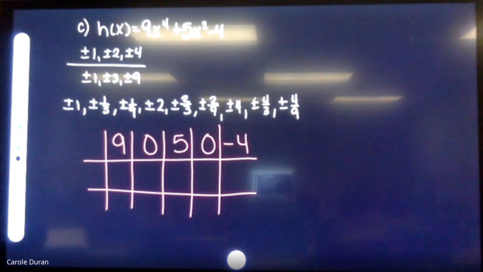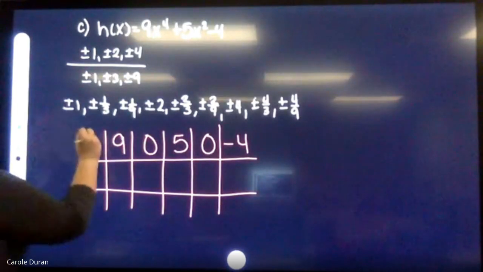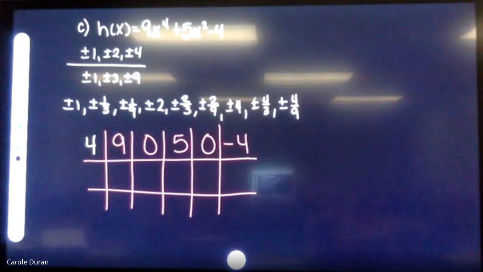And we're randomly choosing some number from our list. Let's start with 4. Okay, let's start with 4. So we're testing 4 just to see if it works. If it works, awesome, I'm one step closer to my zeros.